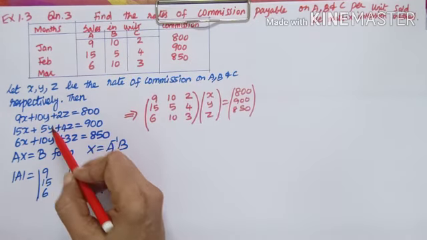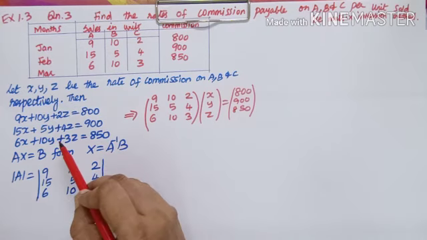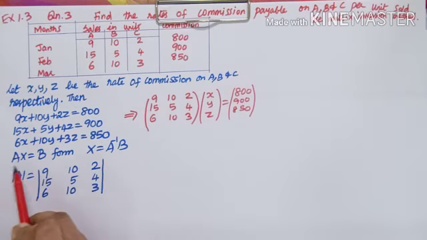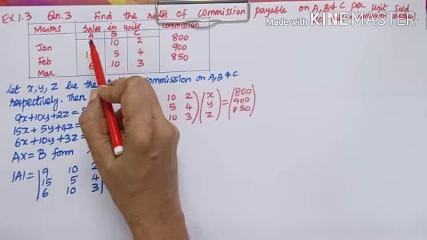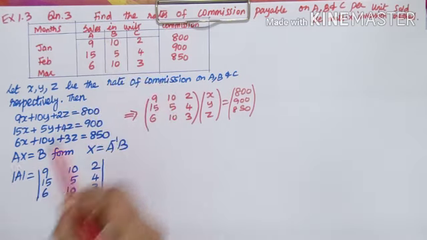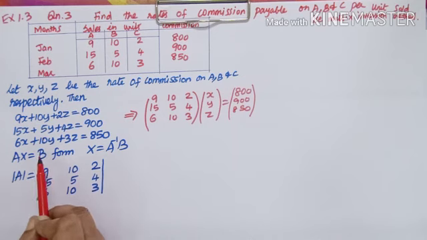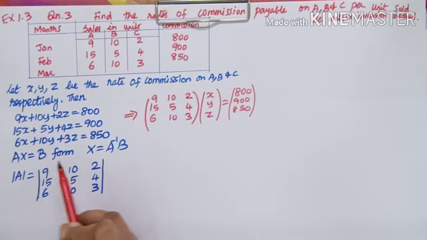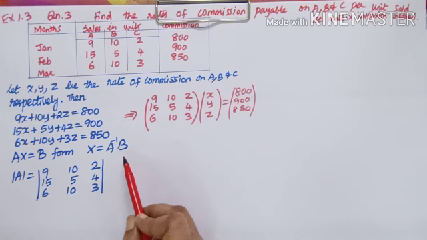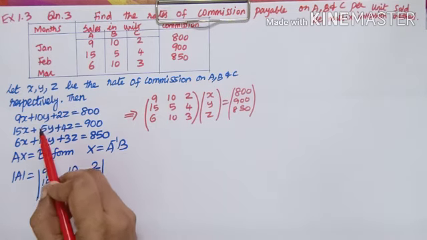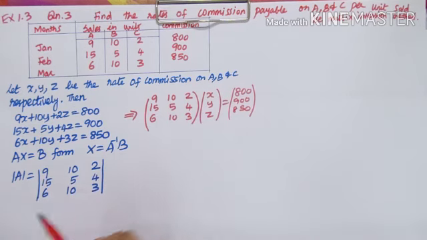Once I know the 3 equations, I can easily frame that AX equal to B form. Don't confuse this A and B with this. This is given in the question. This is our usual formula. AX equals B implies X is equal to A inverse B. So having written this format, let us proceed to find out A inverse.